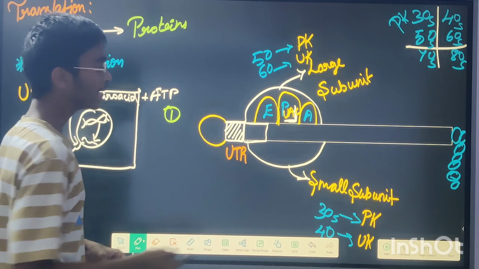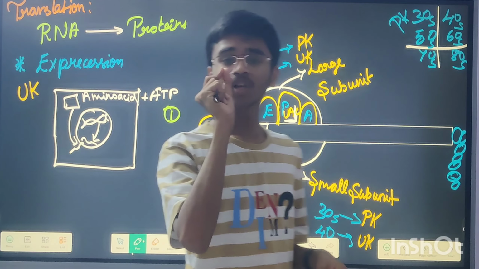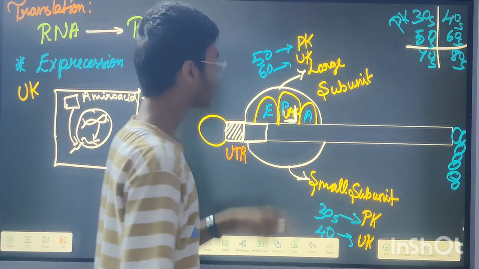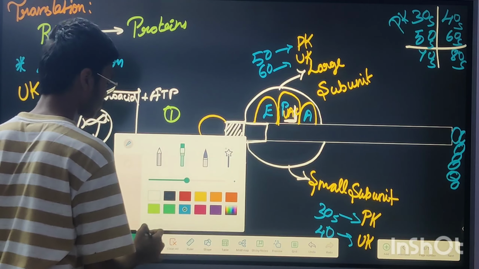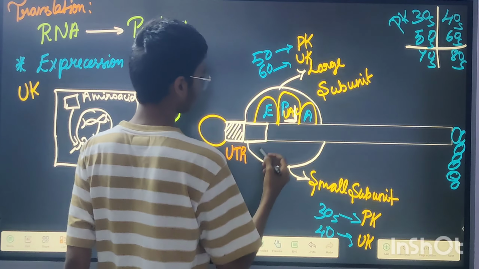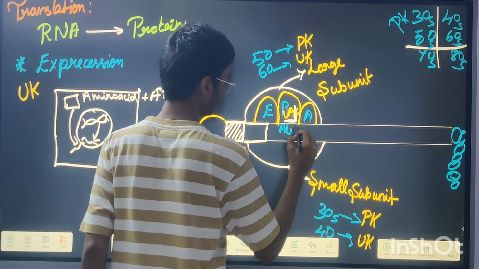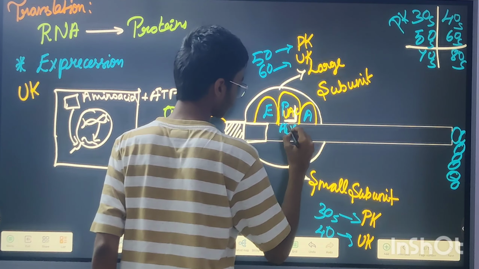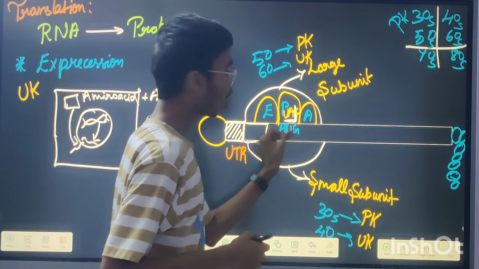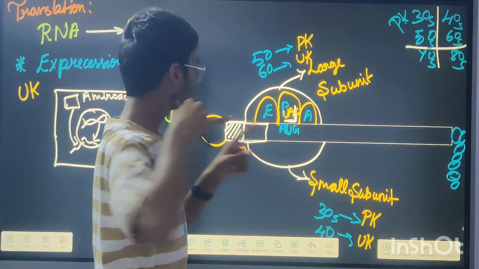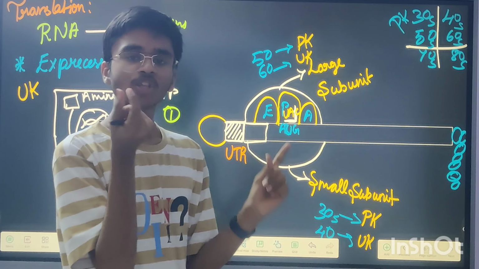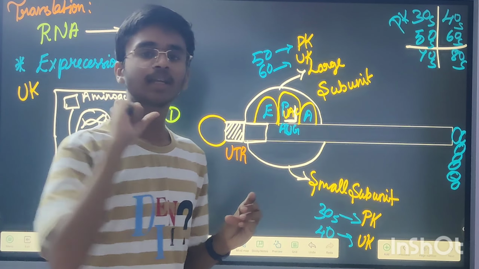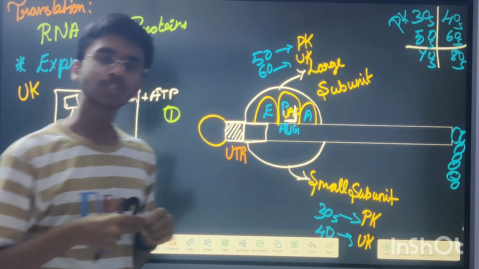Why so? Because I have already said that the starting codon is going to be AUG. So in the mRNA, what is going to be there? AUG is going to be there. For AUG, the complementary is going to be UAC. That is what is going to be complementary. So that is only will be there in the tRNA, and that tRNA will also be having its own amino acid.